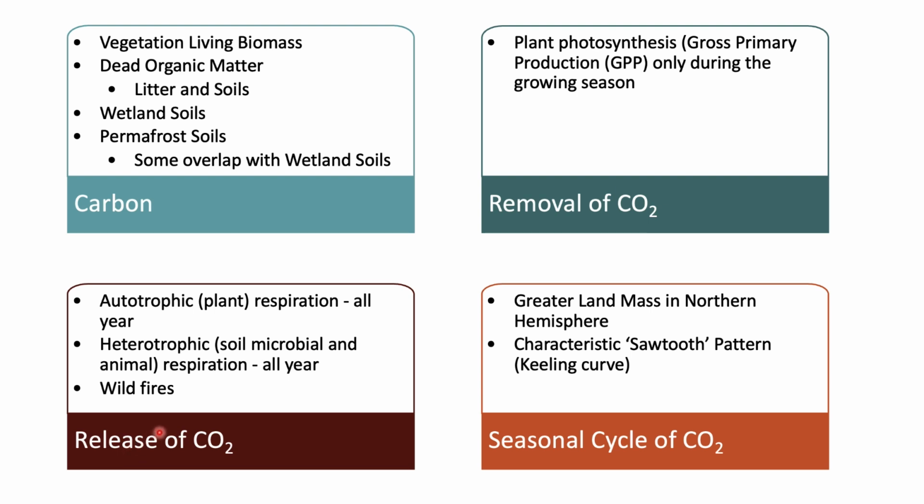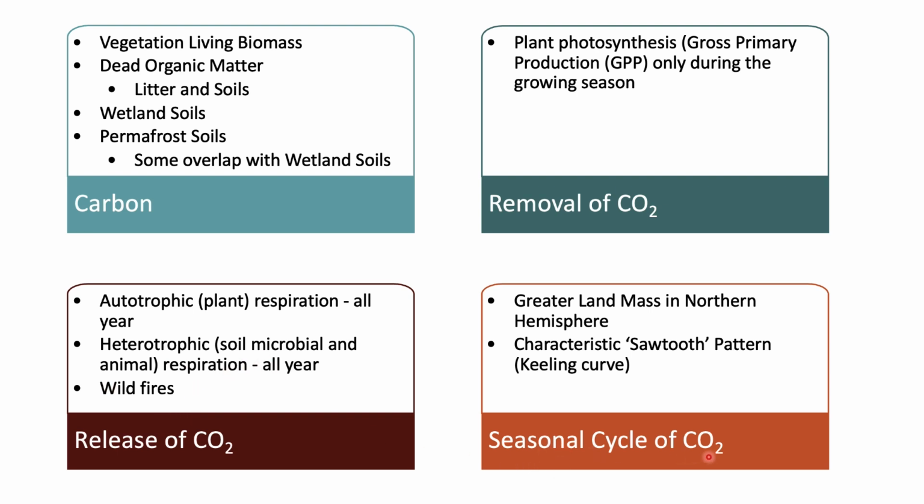How is carbon dioxide released? Autotrophic plants respire, which leads to the release of carbon dioxide. This is happening all throughout the year. Heterotrophic species also, that is soil microbial and animal respiration, is happening throughout the year. Wildfire also releases carbon dioxide. So there is a change in the carbon cycle.